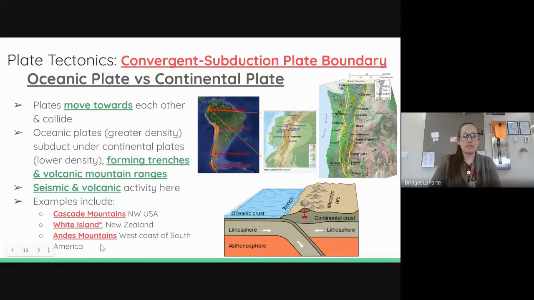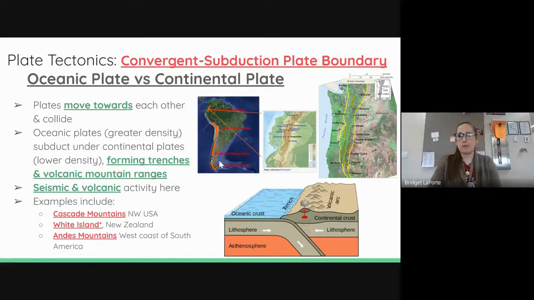And here you can see the list of various places on Earth. So the Andes Mountains here on the west coast of South America. All right, you have an oceanic plate, Pacific Ocean, and this South American plate here undergoing convergent subduction.